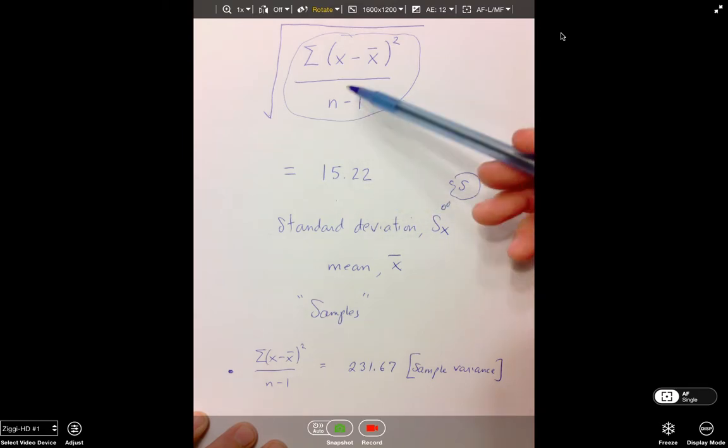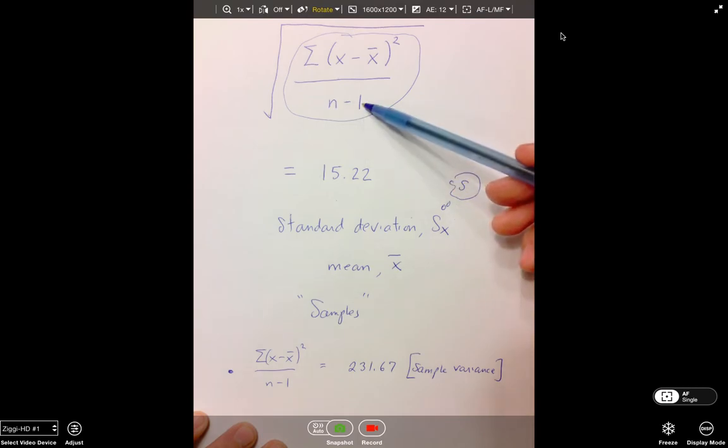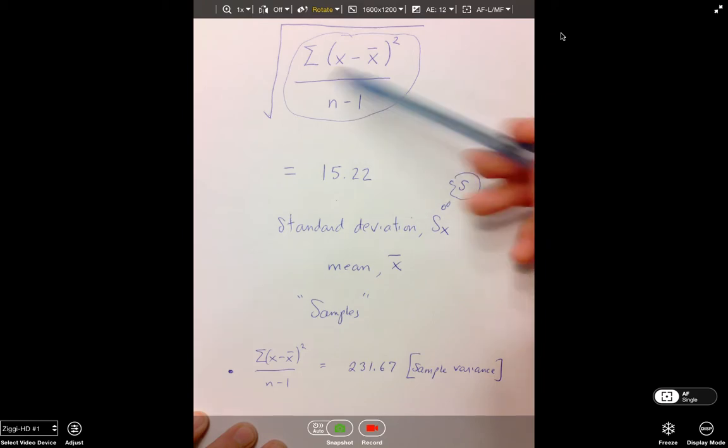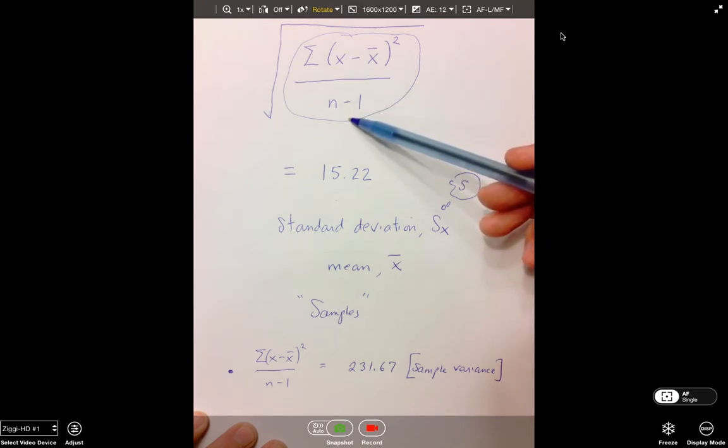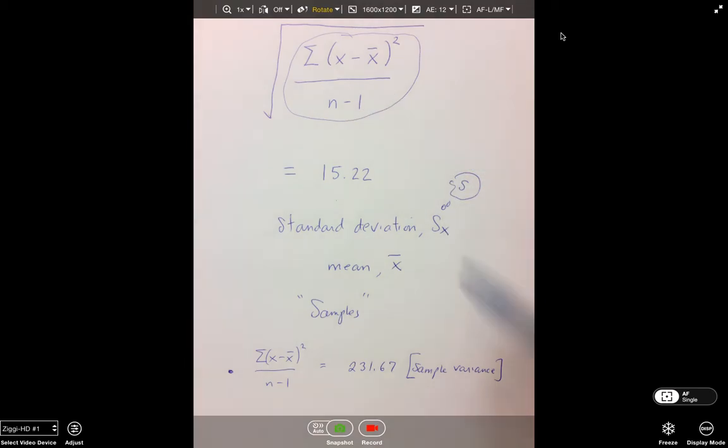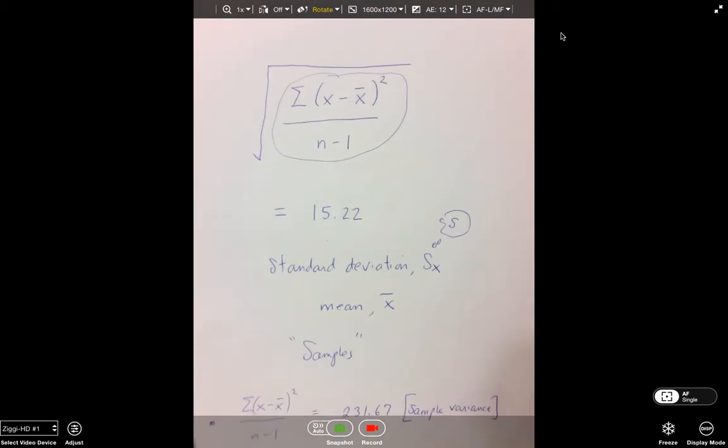Now, a little technical here, but if we don't divide by n minus 1, we get something called a population standard deviation, or if we don't take the square root, we call it a population variance. But we don't want to talk about that. When analyzing spread in a sample, we always want to divide by n minus 1. And as you guys are going to find out, when we have something like this, we're going to use the calculator.